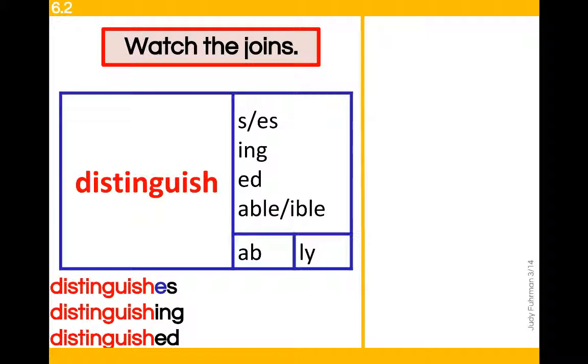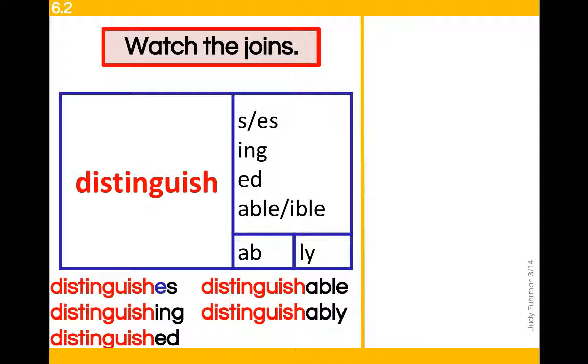Now with this one, is distinguish an independent word, or is it dependent? That tells us whether or not we're going to use ABLE or IBLE. In this case, distinguish is an independent word. It can stand alone. That way we know that it gets ABLE, distinguishable, and distinguishably.